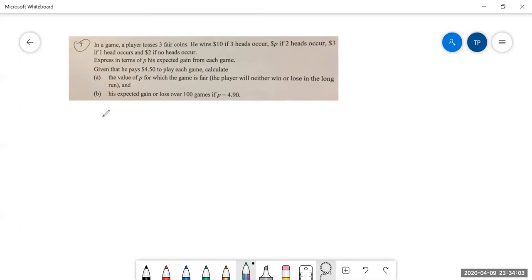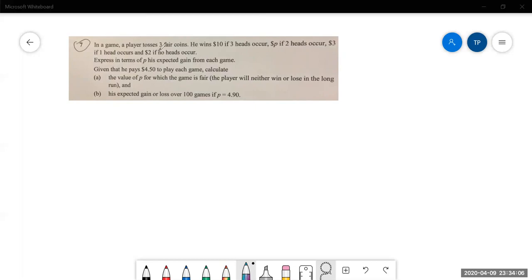Okay. In a game, a player tosses 3 fair coins. What does this mean? It means that the coins are not biased, right? Yeah, they are not biased because they are fair. So, he wins $10 if 3 heads occur, and $P if 2 heads occur, $3 if 1 head occurs, and $2 if no heads occur. Wow. We need to write this down.